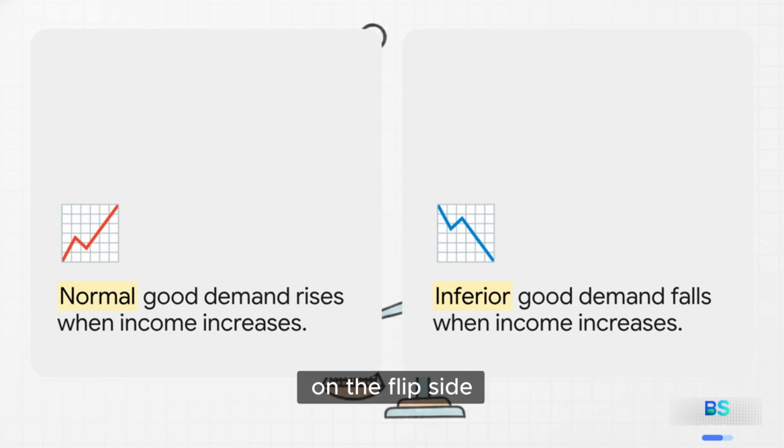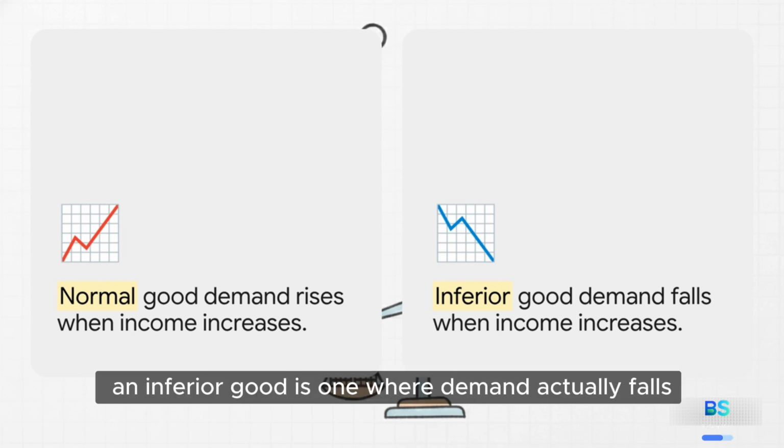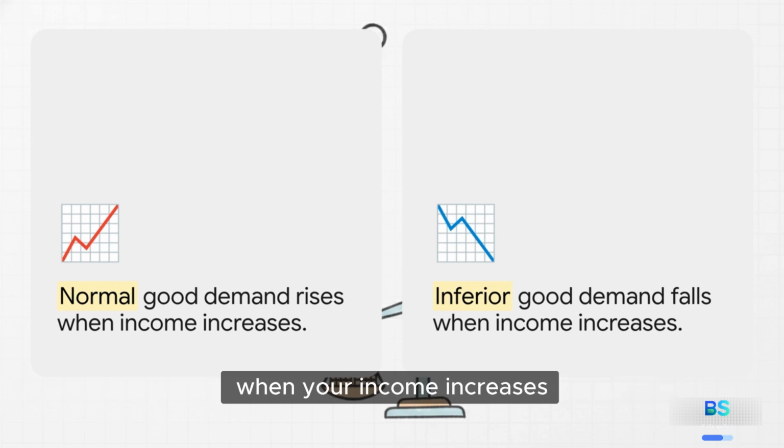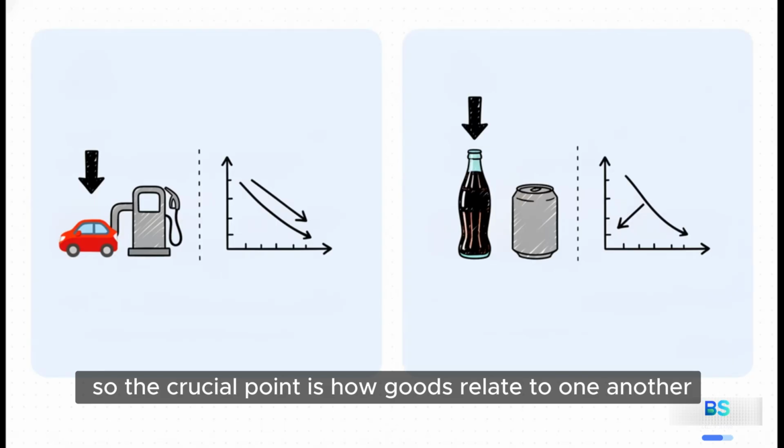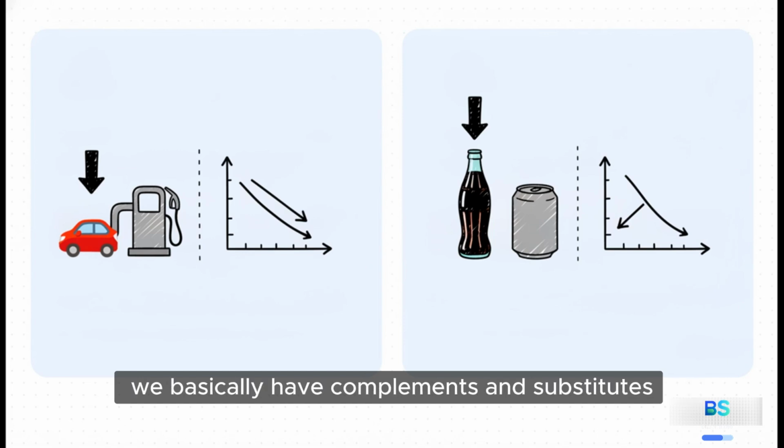On the flip side, an inferior good is one where demand actually falls when your income increases. Like maybe you stop buying cheap instant noodles simply because you can finally afford better food. So the crucial point is how goods relate to one another. We basically have complements and substitutes.